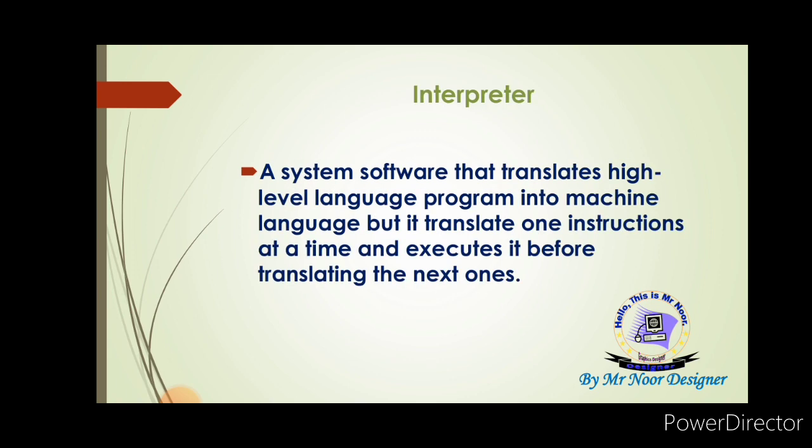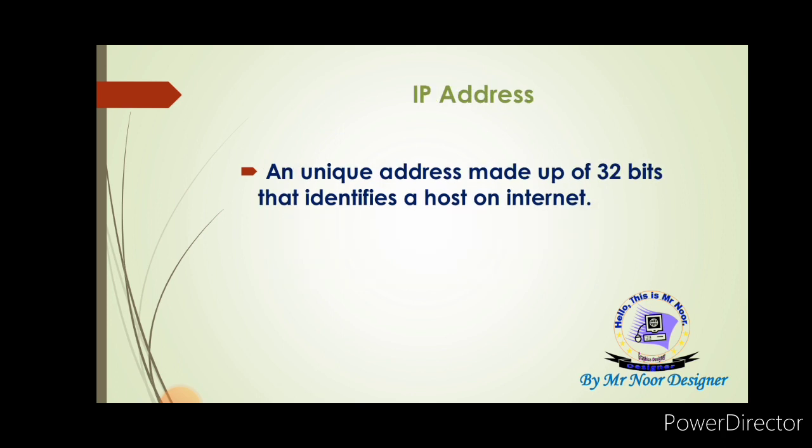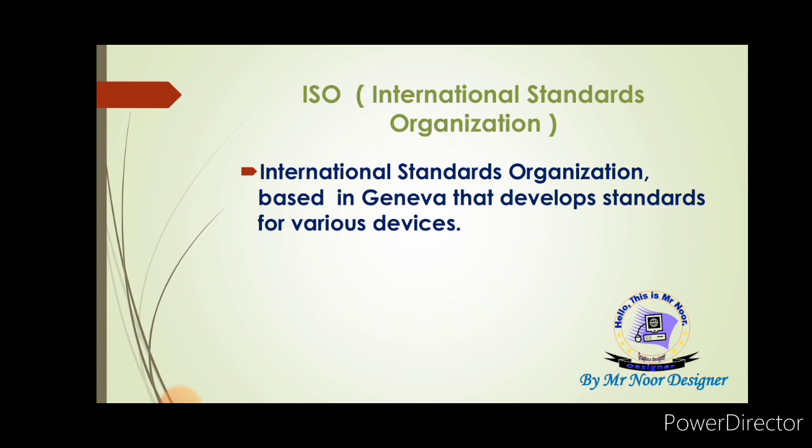Interpreter. A system software that translates a high-level language program into machine language, but it translates one instruction at a time and executes it before translating the next one. IP address. A unique address made up of 32 bits that identifies a host on Internet. ISO, International Standards Organization. Based in Geneva, it develops standards for various devices.